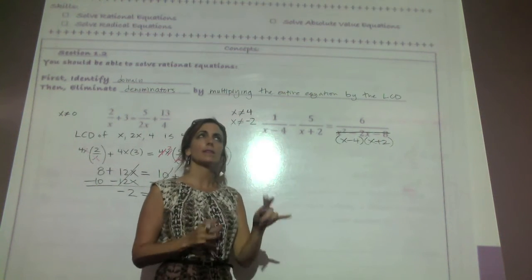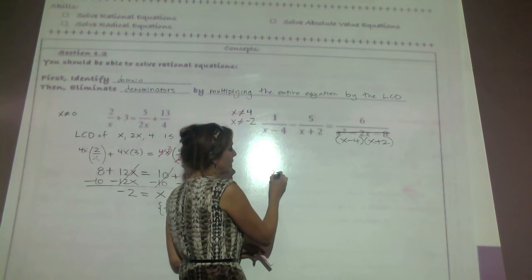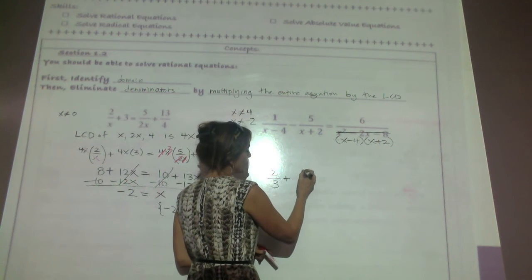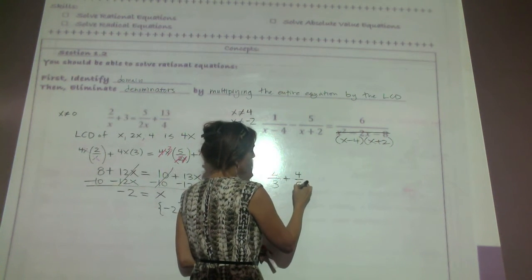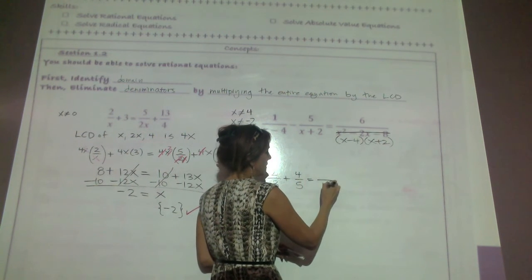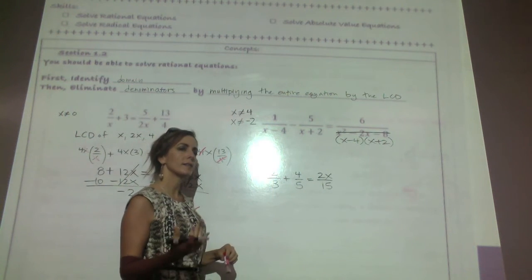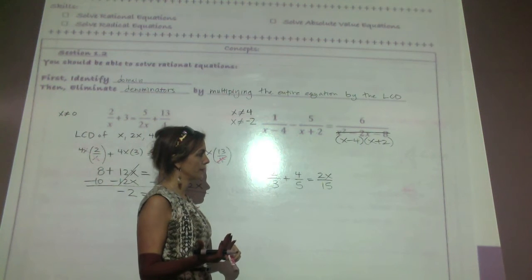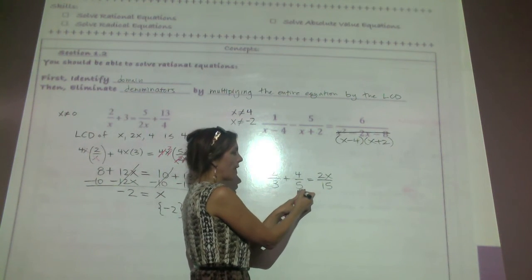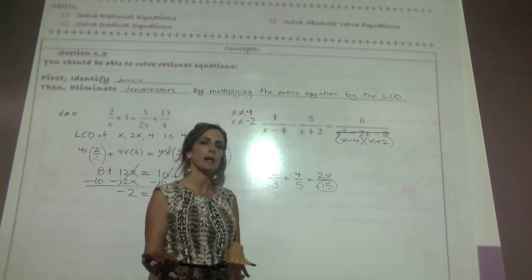But let's digress for a second. Let's go back to this idea. If I had 2/3 plus 4/5 equals something over, or let's say 2x over 15. What is the least common denominator here? Well, 3 is a factor of 15. 5 is a factor of 15, so 15 is our least common denominator.